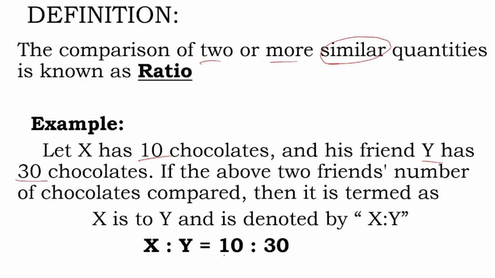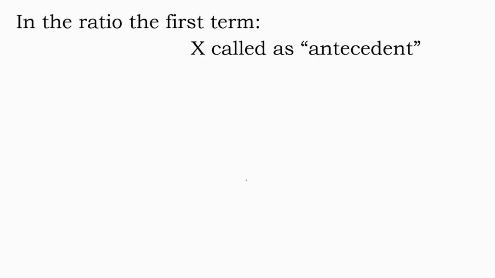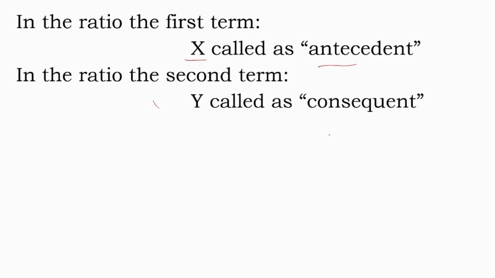Here, person X has 10 chocolates and person Y has 30 chocolates. So this comparison is 10 is to 30. So X is to Y is 10 is to 30. In the ratio, the first term X is called the antecedent and the second term Y is called the consequent.